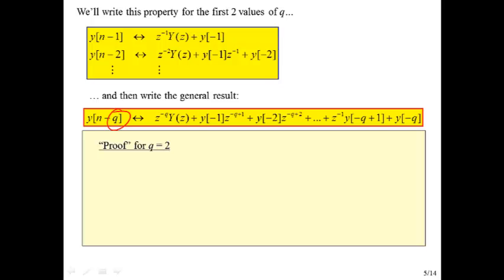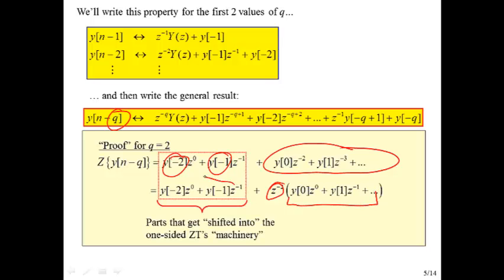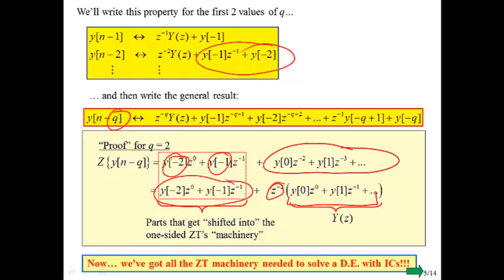And so here's the quote-unquote proof for q equal to 2. Just like before, we shift this signal, except now instead of having zeros show up here, we have our non-zero initial conditions showing up there. So all this stuff over here we can treat like before and pull out a z to the minus 2, and we see that, aha, that's just Y of z. But this is the part that gets shifted in, and that's the part that accounts for this stuff up here. So we can see that this result is verified, at least for q equal to 2.